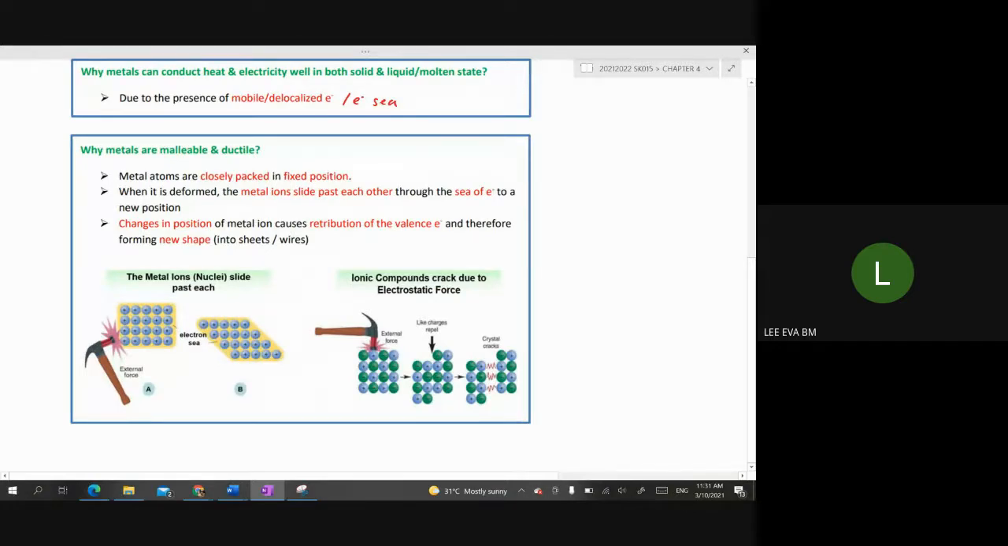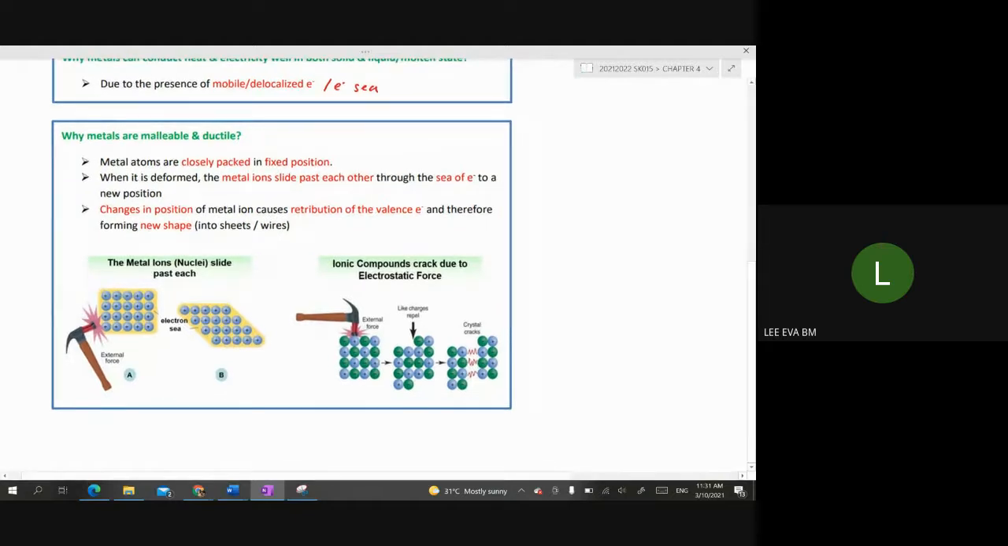Okay, if you look at the diagram below here, the first diagram over here refers to your metal. So in between, madam is talking over here. Okay, I'm mentioning about this one, your model in the bottom here. Okay, so metal atoms are closely packed in fixed position. Or maybe you want to mention metal ions, both refer to the same thing. Okay, so when it is deformed, your metal ions slide past each other through the sea of electron.